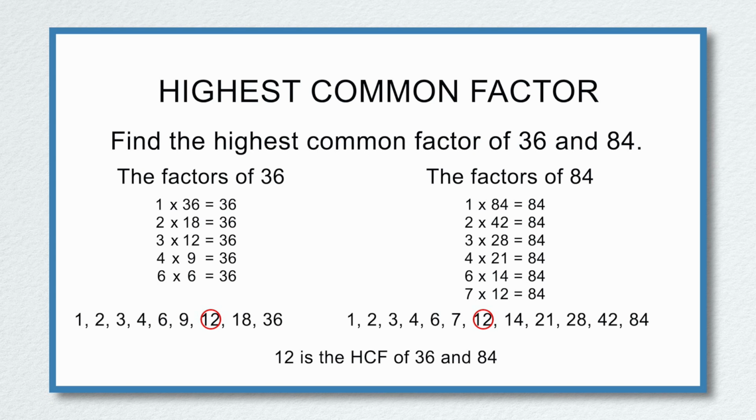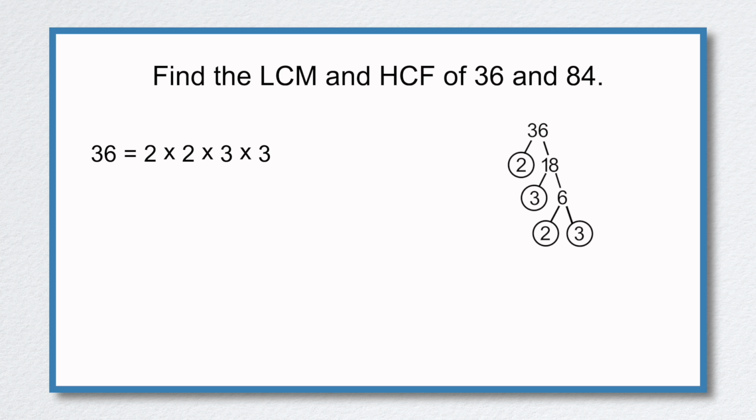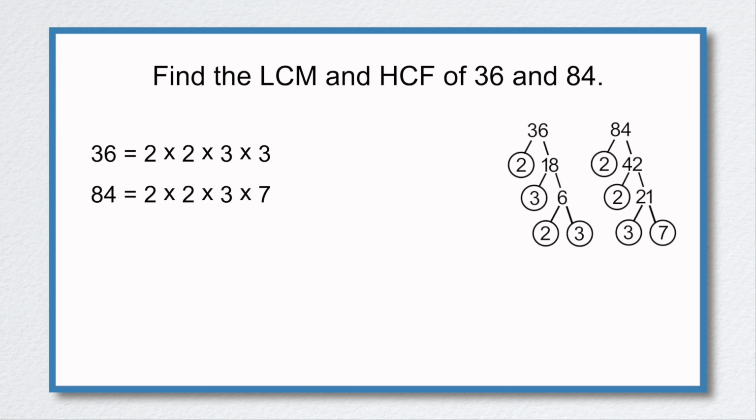I'm going to begin with a pair of numbers that we used in the previous video. That's 36 and 84. In that particular example, we had to find the highest common factor, which happened to be 12. This time, not only are we going to find the highest common factor, we're also going to find the lowest common multiple. So the first stage is to find the prime factors of both 36 and 84. Using this approach for finding the prime factors, we can see that the prime factors for 36 are 2, 2, 3 and 3, and for 84 they are 2, 2, 3 and 7.